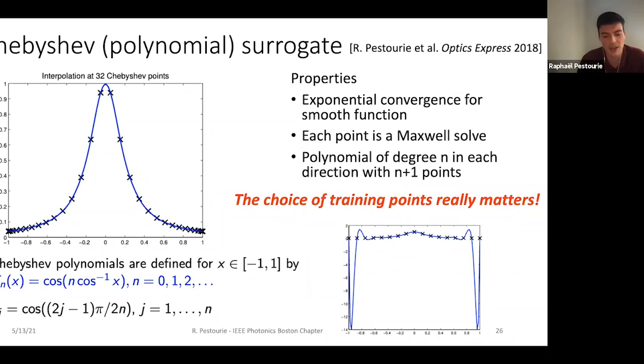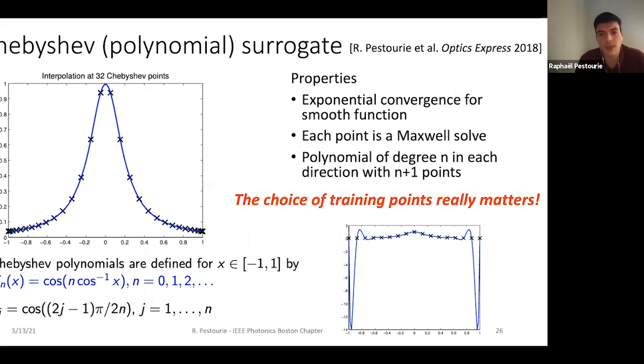So the number of training points that you need is exponential in the number of parameters of your surrogate model. When you have just one parameter, that's fine, like if it's just the width. But if you have a more complicated parameterization of your geometry, and you start to have more than 5 parameters, it becomes quickly intractable.